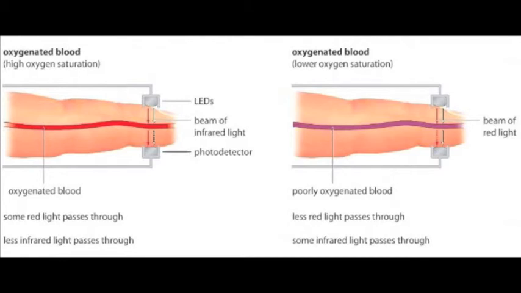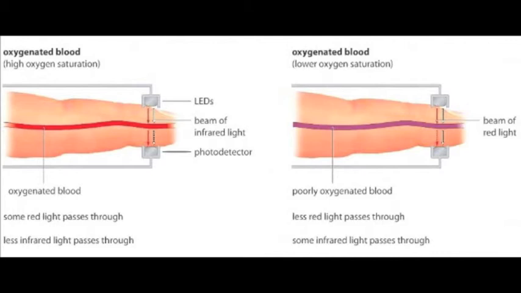The light-emitting diodes in a pulse oximeter actually shine 2 beams of light through your finger. Red light, which you can see, but also a beam of infrared light which you cannot see. The light from the LEDs is partially absorbed by hemoglobin, but not by the same amount for the red and infrared light. Oxygenated blood, blood saturated with oxygen, absorbs a lot of infrared light, but doesn't absorb much red light.